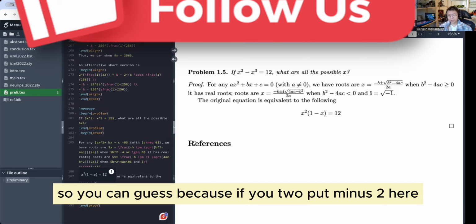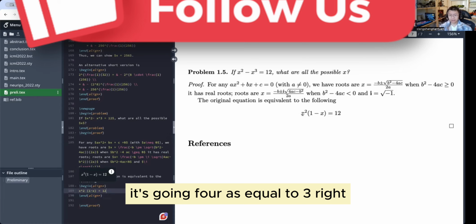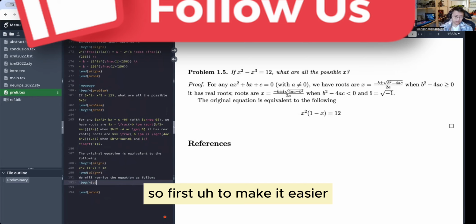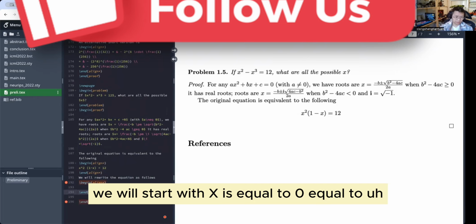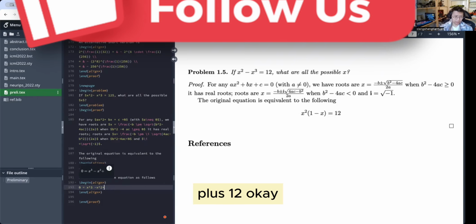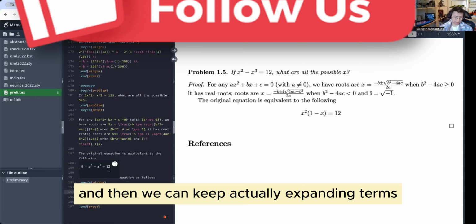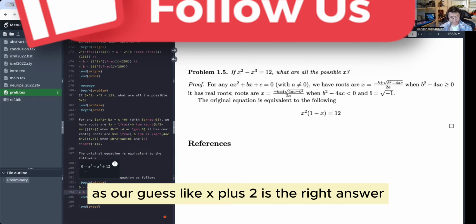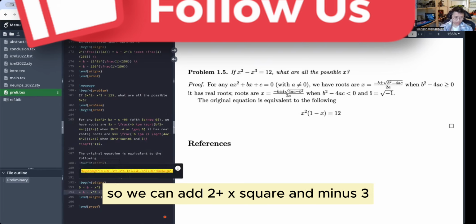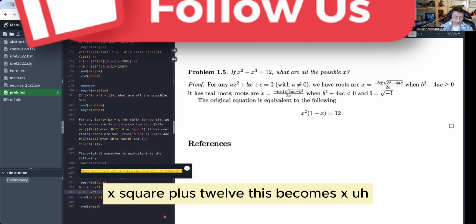Right? You can guess, because if you put minus 2 here, it goes to 4 and to 3. So we are going to rewrite this. To make it easier, we start with 0 equals x cubed minus x squared plus 12. Then we keep expanding terms. As our guess, x plus 2 is a factor, since minus 2 is a root, so we can add 2 times x squared and subtract 3x squared plus 12.